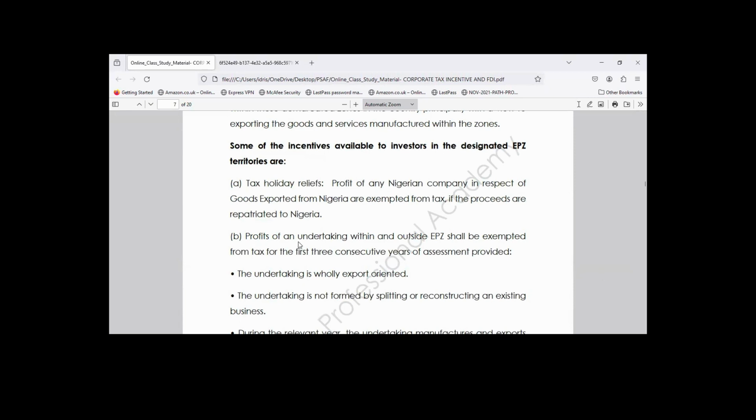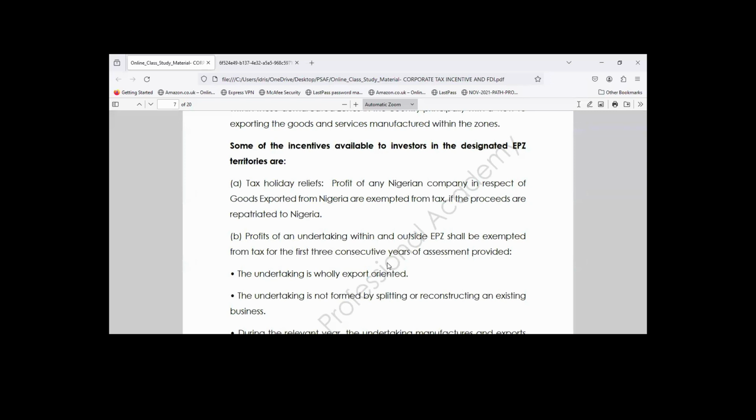Secondly, the profit derived from the goods by the export company from the ones that they sell within Nigeria will be exempted from tax.